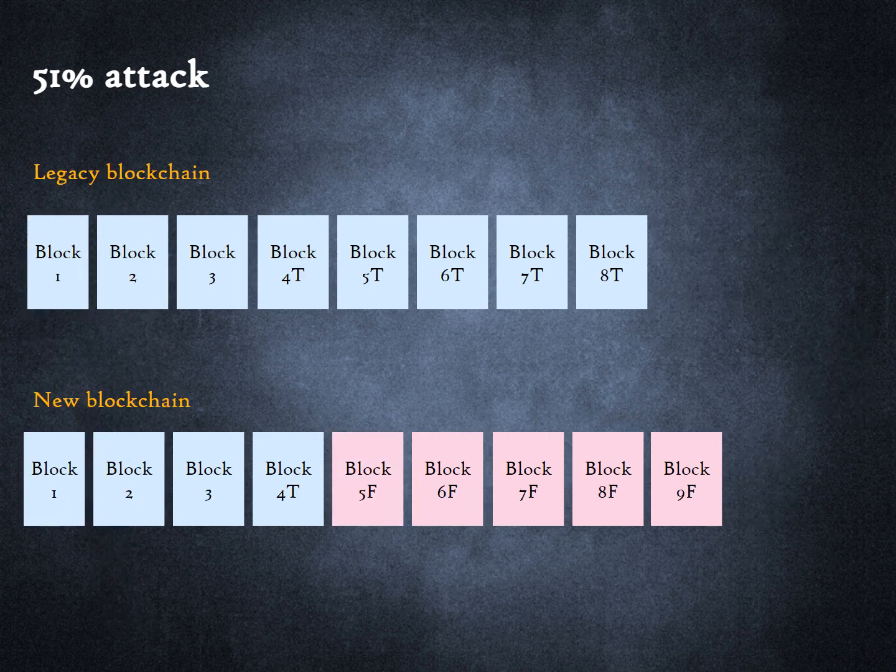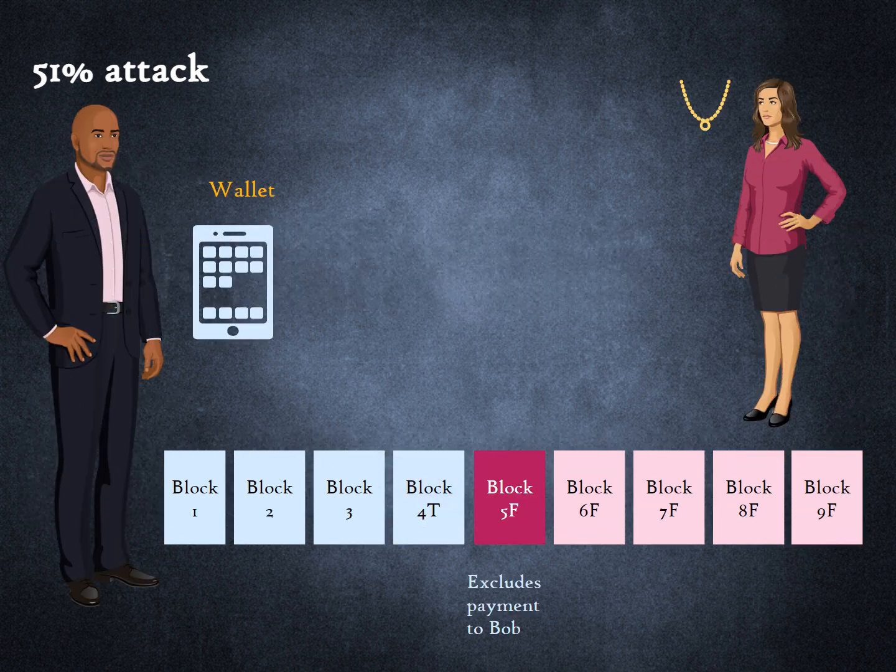The blockchain that the other mining nodes have is T-series. But now they are confronted with the F-series. The F-series is longer than the T-series. Hence, all nodes switch to F-series. The blockchain network now reflects the F-series. It no longer has the payment to Bob. Bob is out of both jewels and cash.